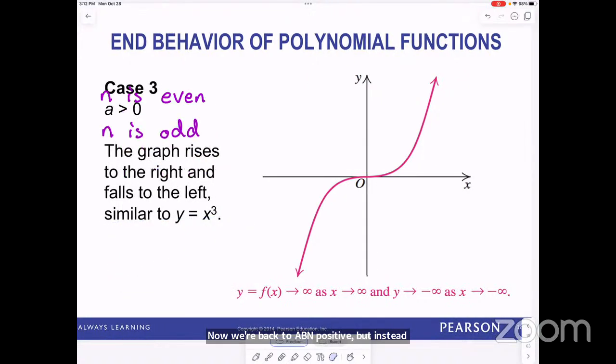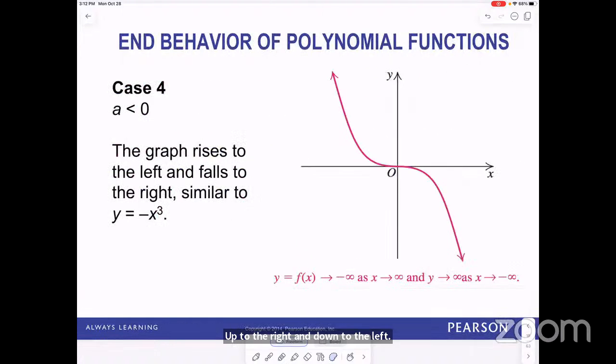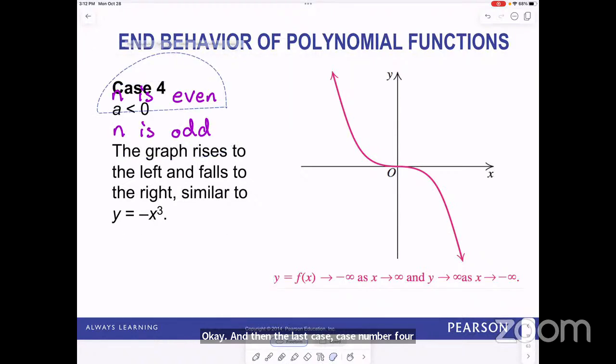even, now we want to consider when n is odd. Okay. So a positive a means what? We're going to go up to the right. N is odd means the other side does the opposite. So we're going to go down to the left, up to the right and down to the left. Okay. And then the last case, case number 4, where a is negative and n is odd. Negative a means we're going to go down to the right. N is odd, so the other side does the opposite. So we're going to go up to the left.